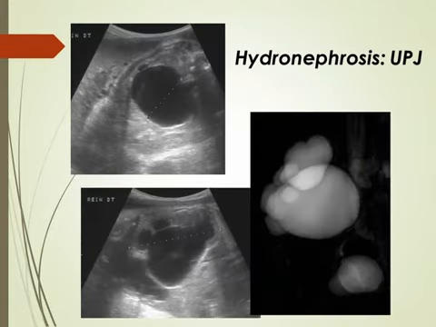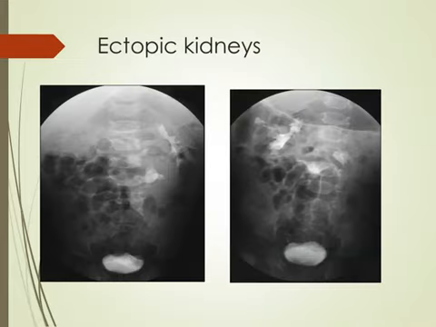Another typical example is a UPJ obstruction, with almost always an antenatal detection. You can see on the left side of the slides the dilated renal pelvis on a transverse scan above and on a sagittal scan on the lower part. So this is a way the urinary tract malformation would be detected nowadays and confirmed after birth.